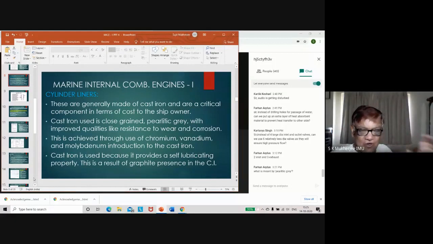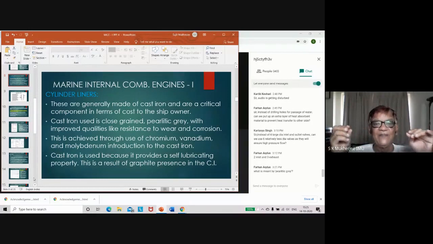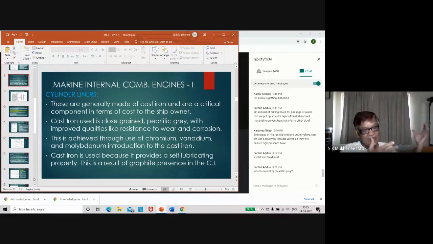Why? Because chromium is very, very costly. You cannot have a large cylinder liner chromium plated on the inside. It has to justify the cost of failure. It is cheaper to renew that other liner and put a similar liner than to put a chromium plated liner. It will cost the price of three liners. So the cost of failure has to be justified if you are going to put a chromium liner.